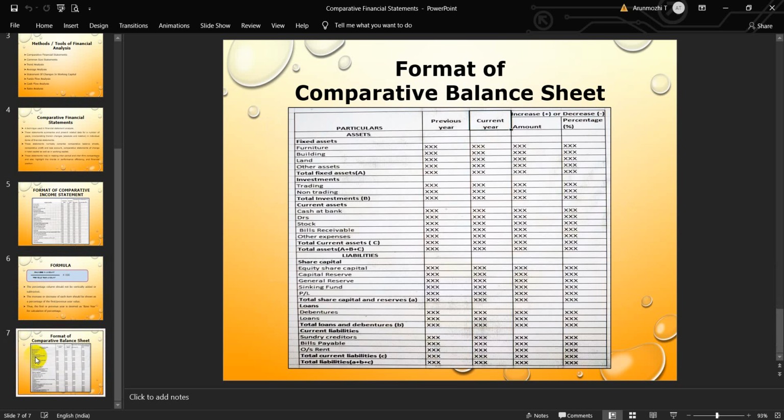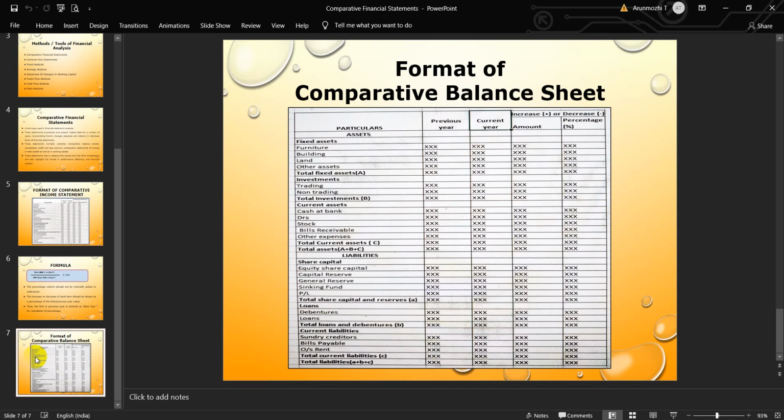Now, the format of comparative balance sheet. A comparative balance sheet is a balance sheet which is prepared to ascertain the increase or decrease in proprietors' funds, in assets and in liabilities during the course of 2 years. While comparing the figures of 2 years, the previous year's figures should be considered as the base for calculation of changes, that is, increase or decrease in percentages.